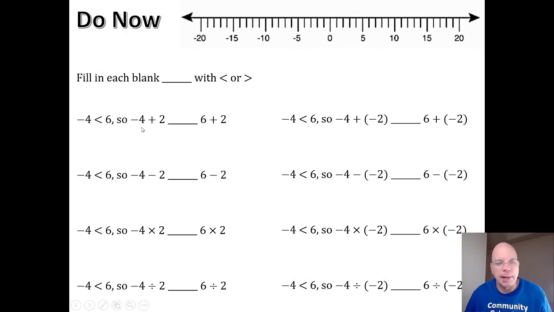I want you to fill in the blank for each of these with either a less than or a greater than. And so everyone knows -4 is less than 6. But what if you add 2 to the -4 and add 2 to the +6? What would it be then? Would it still be less than or would it be greater than? And then continue to do those. Do those on your own on the next slide.